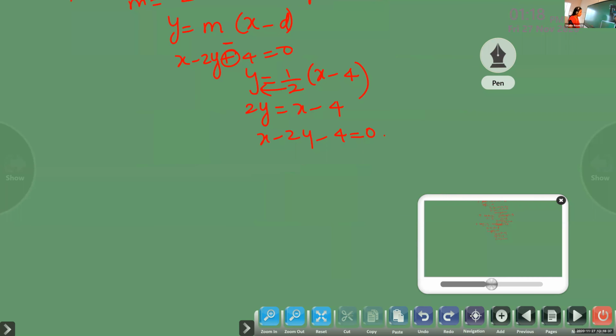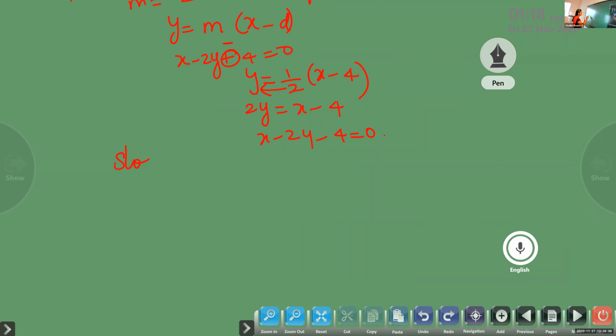Next one. Find the slope of the line passing through 3, minus 2 and 7, 4. Two points are given. We are asked to find the slope. 3, minus 2 and 7, 4. What is the formula? Atul?